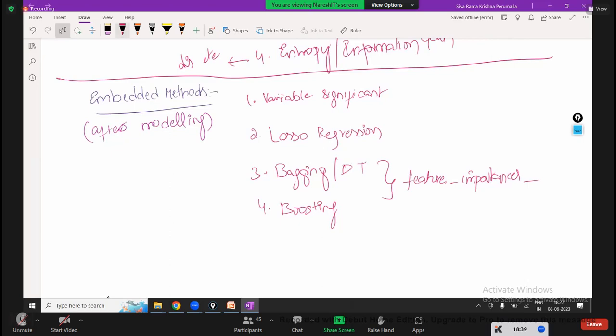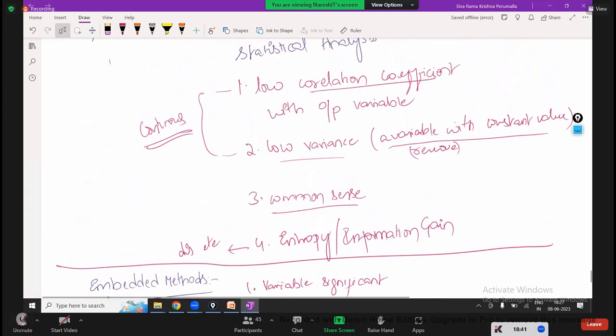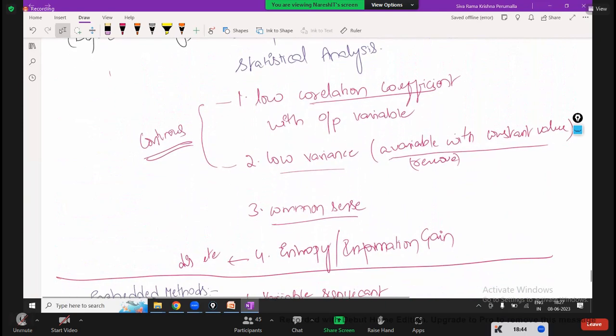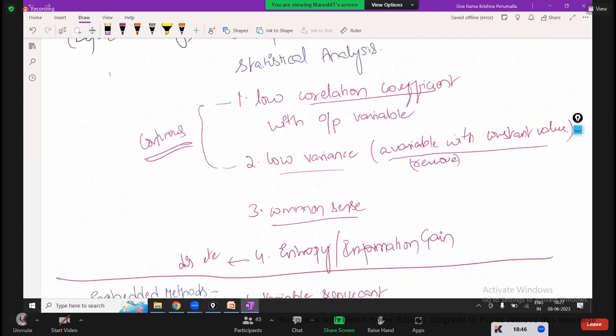Now if you observe these filter methods, correlation coefficient I have told you during the EDA, and how to calculate the correlation I have told you in the statistics. Variance, this also I have told you in the statistics. And entropy or information gain: recently, when we completed the decision tree, I explained what is meant by entropy or information gain. Earlier I had not completed the decision tree or the random forest.